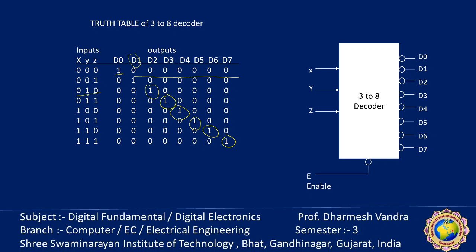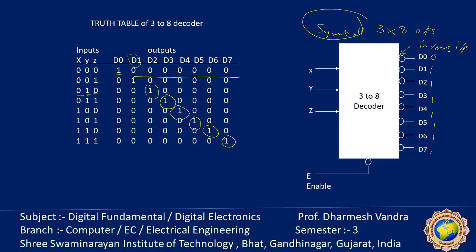Okay, so this is the symbol. Remember the symbol of the decoder. From this symbol we can say there are 3 input lines and 2 raised to 3, 8 output lines. This bubble indicates an inverted input. So if there is a bubble, we can say that the selected output is 0 and the remaining are all 1.